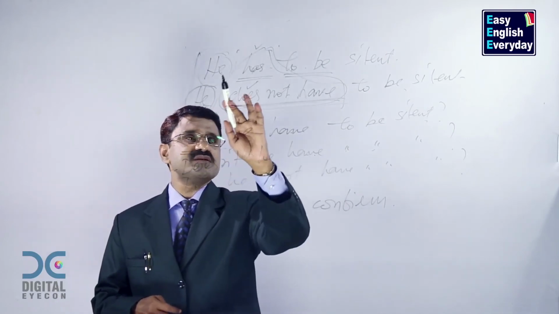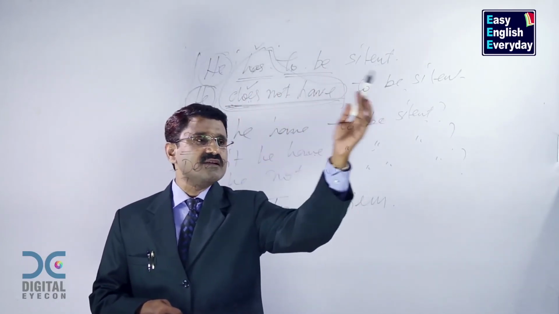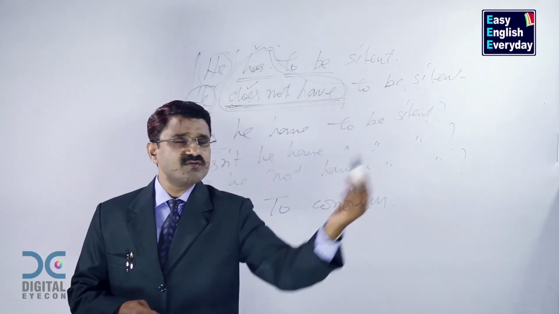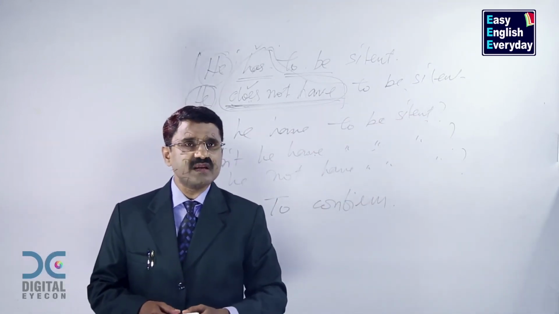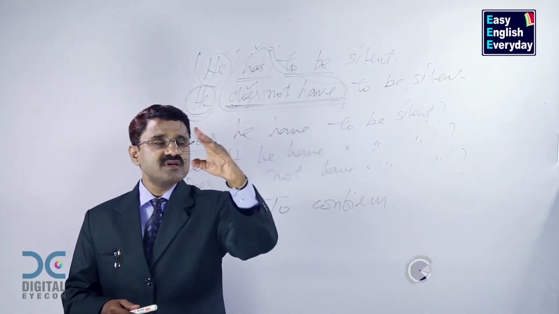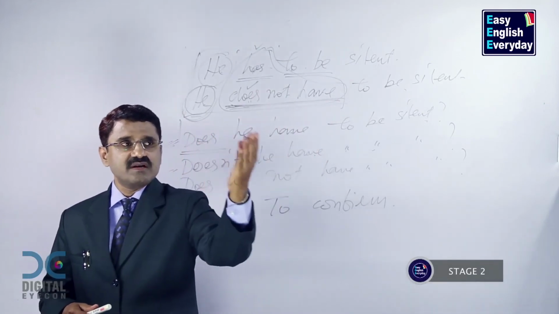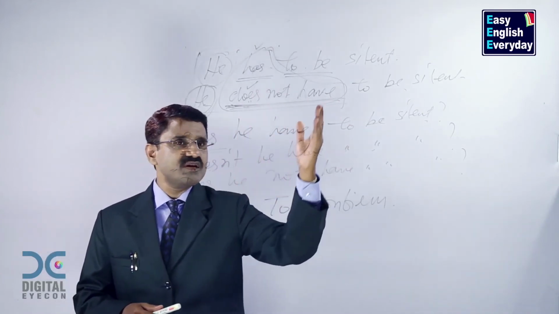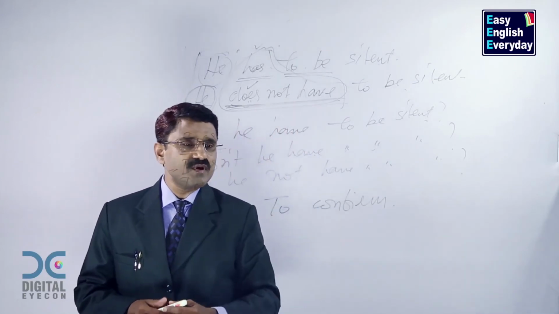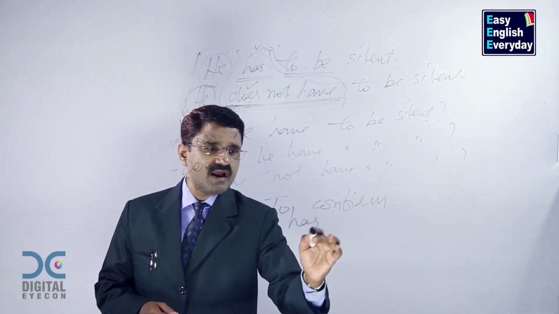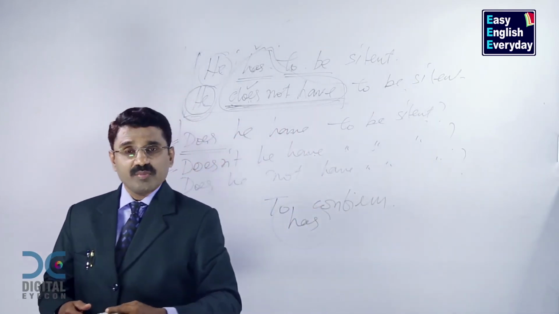Let us repeat once. He has to be silent. He does not have to be silent. Does he have to be silent? Doesn't he have to be silent? She has to be with us. She does not have to be with us. Does she have to be with us? Doesn't she have to be with us? So this is the way of making use of has to talk about obligations.